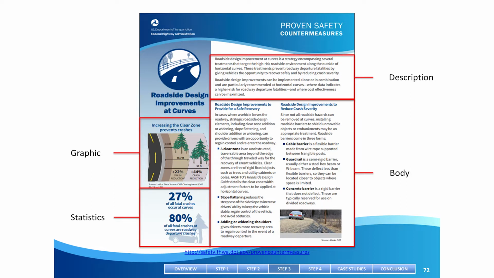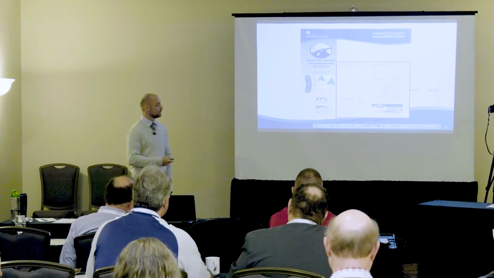Each summary has a basic description of what that countermeasure is. It provides a graphic to explain how it's intended to be used or give you a little bit more information on what it means, what this specific countermeasure actually is. There's some national statistics. So in this case, 27% of all fatal crashes occur at curves. 80% of fatal crashes at curves are roadway departure crashes. So just a little bit of supporting information. And then it goes through specific pieces within that countermeasure. So in this case, it's talking about a number of issues related to the clear zone, slope flattening, widening the shoulders. So those are all potential countermeasures related to roadside design improvements at curves.